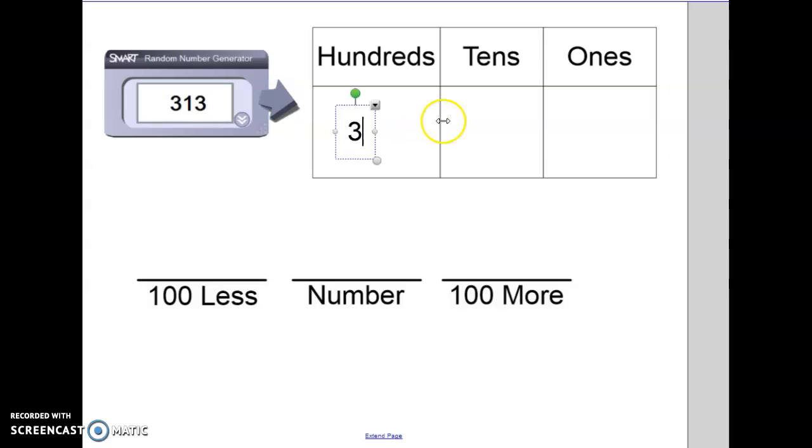All right, our number is 313. Go to your hundreds place and take 100 away. What would you have? 213. Go to your hundreds place, add one more 100. And what would you have?